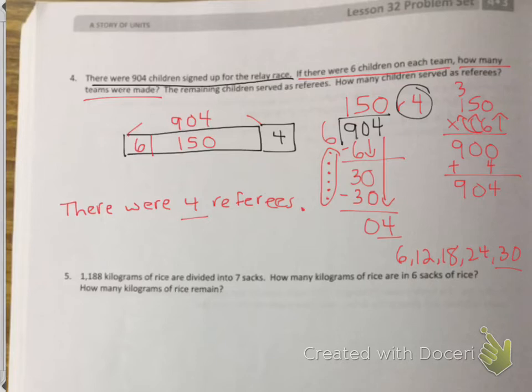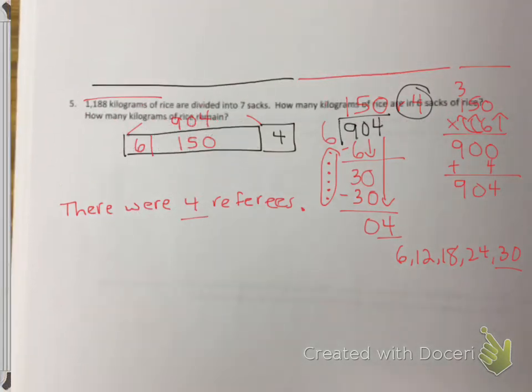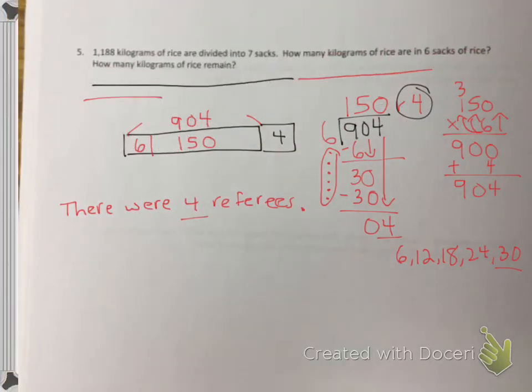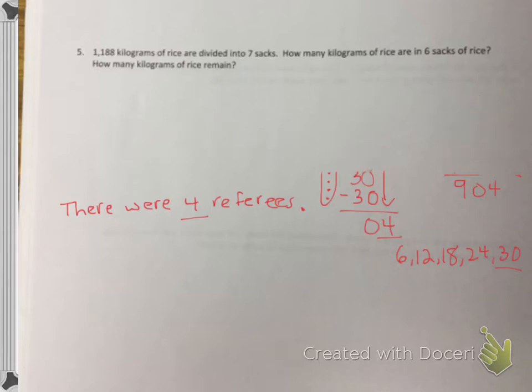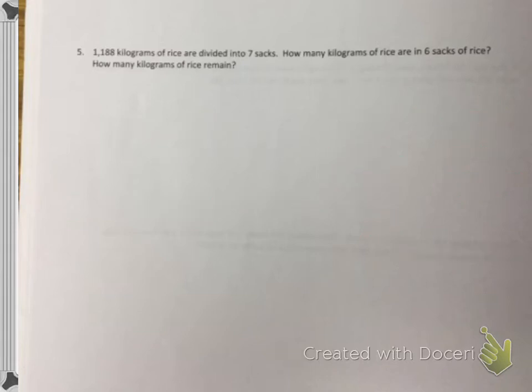And let's go into 5 and continue using our tape diagram and using division in order to solve. So let's get into 5 now. Remember, pause the video at any time if you need to slow down or if you need to go over any of the material one more time. So let's go into 5.